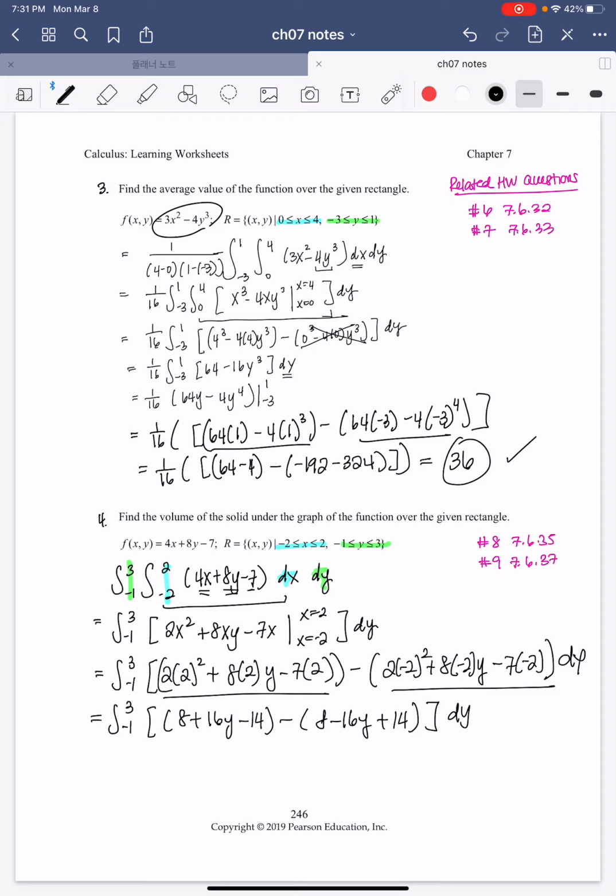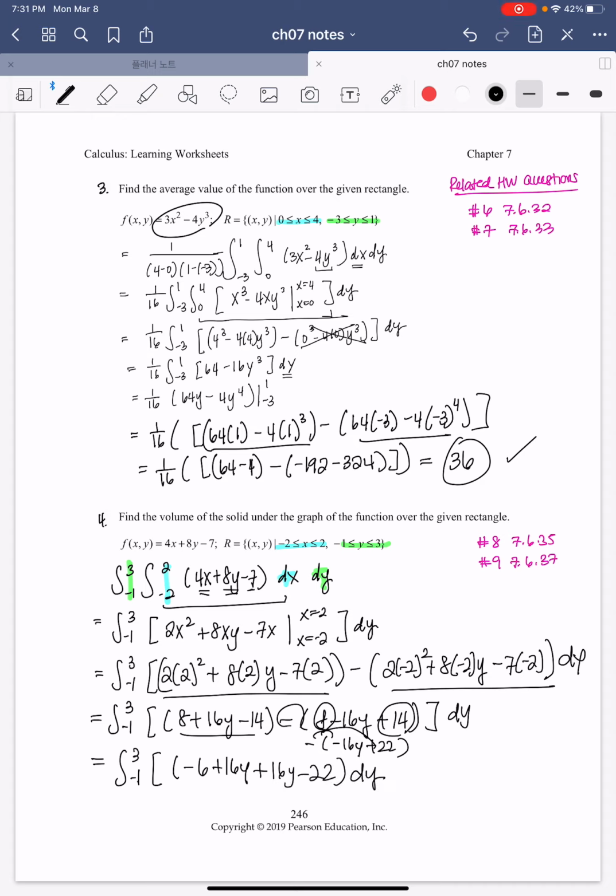Let's simplify further. You have -1 to 3. This term, 8 minus 14, I have -6. So I have -6 plus 16y. Here I have 8 plus 14. So I have inside parentheses -16y plus 22, but I'm going to distribute this negative, so I have plus 16y minus 22 dy.